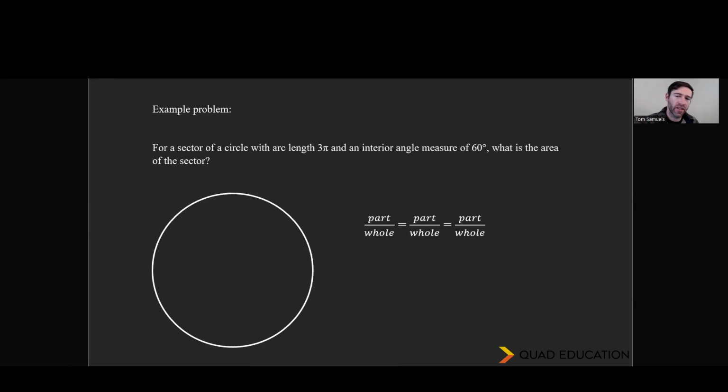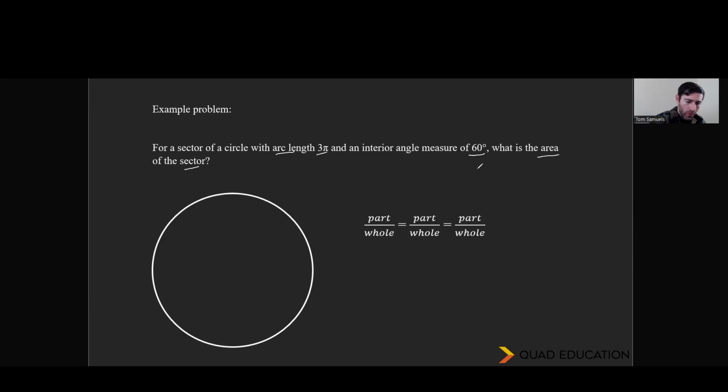All right, take a look at this example problem. I've gone ahead and given you the clue to the equation as well as a circle that you can use there. But see if you can read this question and get a good answer. Okay, let's take a look at this problem. So it says, for a sector of a circle with arc length of 3 pi and an interior angle measure of 60 degrees, what is the area of the sector?